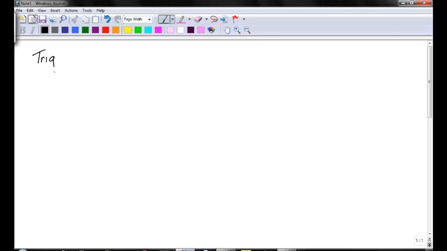Okay, this is on equivalent trig expressions. But before we go through the trig expressions, I want to go back and review the steps in factoring, because you'll be using all the steps in factoring.